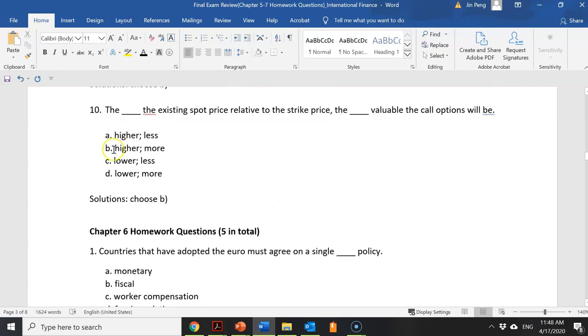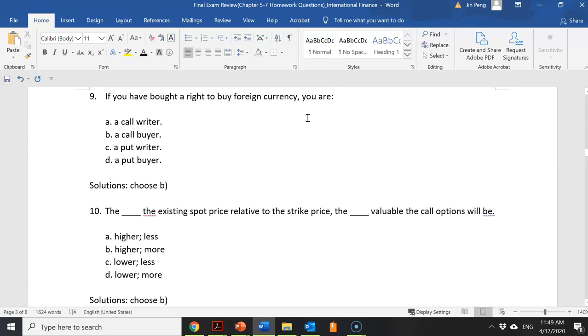Question 10. The higher the existing spot rate relative to the strike price, the more valuable the call option will be. Okay, again, if the difference between the spot rate and strike price is larger, and if the spot rate is much higher than the strike price, the call option will be more valuable because you can sell at a higher spot price and purchase at a lower strike price to make profit. Okay, so these are the 10 questions for chapter 5.